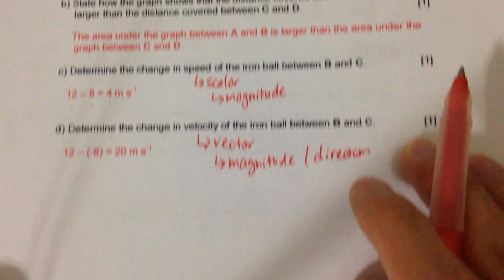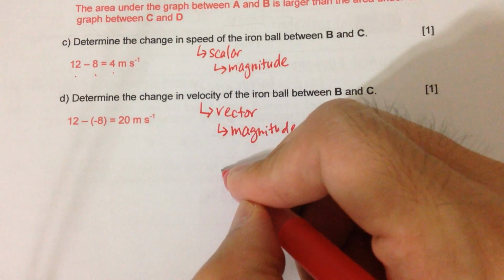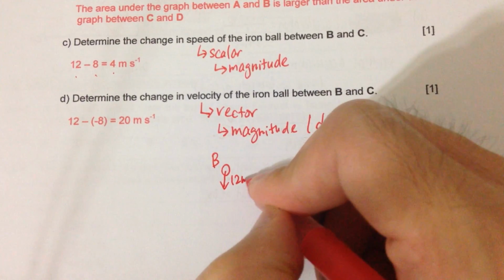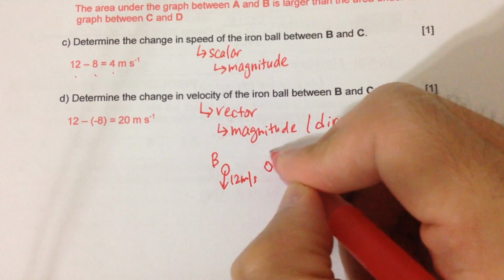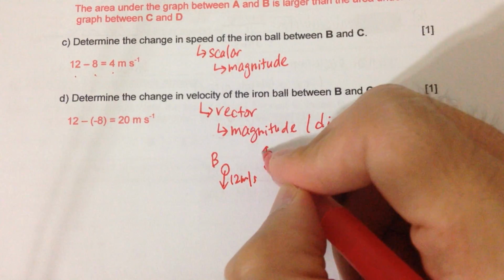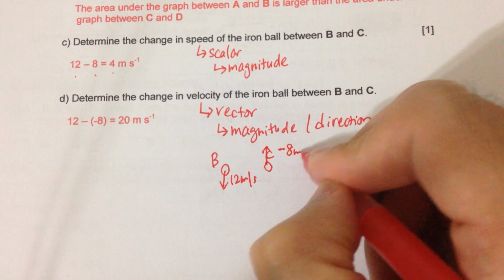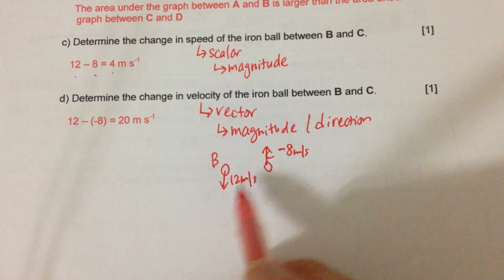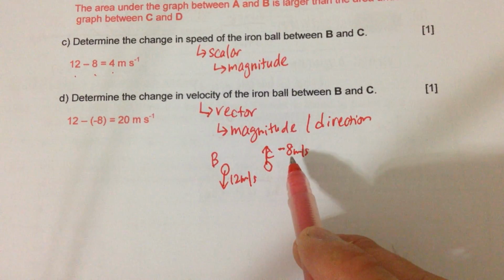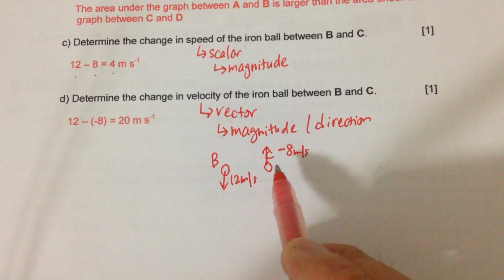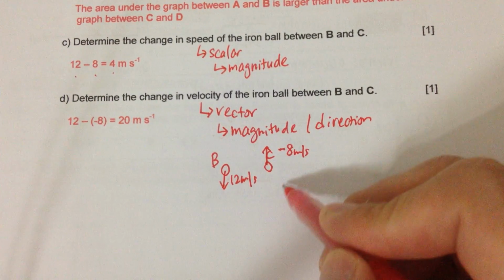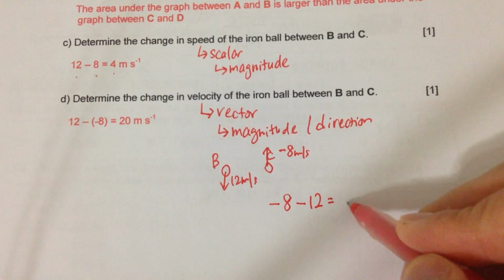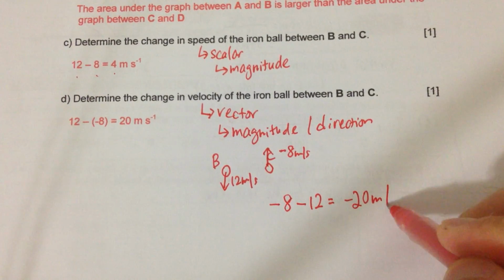So if you draw the diagram out, you're going to get something like that. At B, 12 meters per second, and then at C, minus 8 meters per second. You need to put a minus sign to show that these two are in opposite directions. So if you have a minus sign, you will straight away understand that if you want to find the change, it's the final minus initial, which gives you minus 20 meters per second.